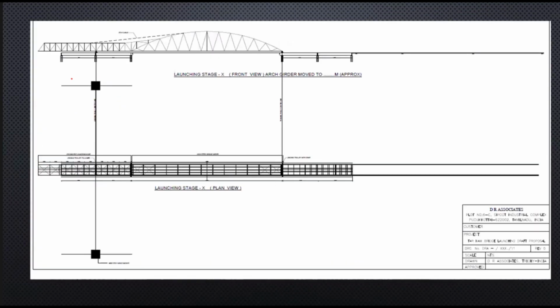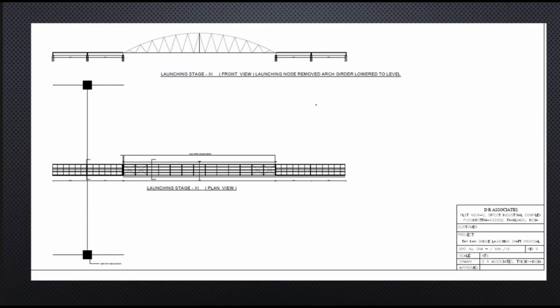Now you can see the truss is moved in the place. There is only one, so there is no need of the launching nose. This will be dismantled and you will get the truss installed, right? So different types of launchings are there depending upon the topography, depending upon the congestion, whether it is a city or in a green field. So the mechanism is this, right? Usually, I have stopped here.